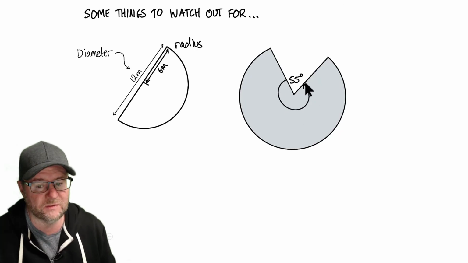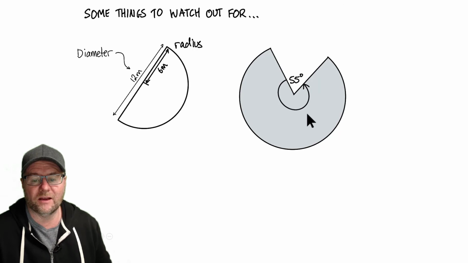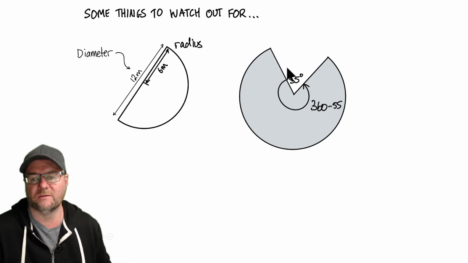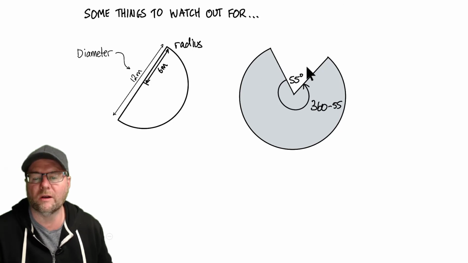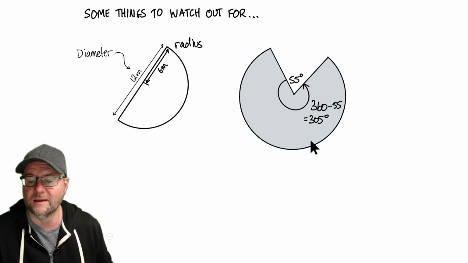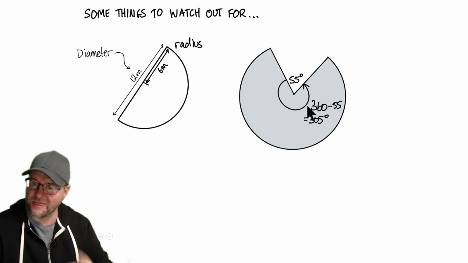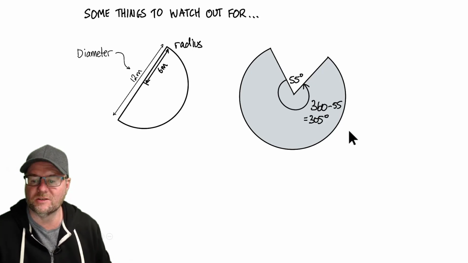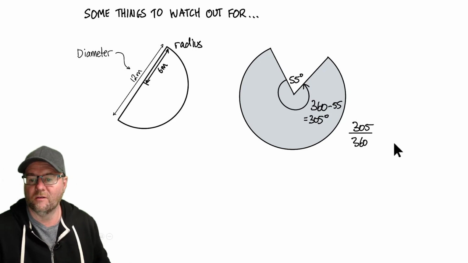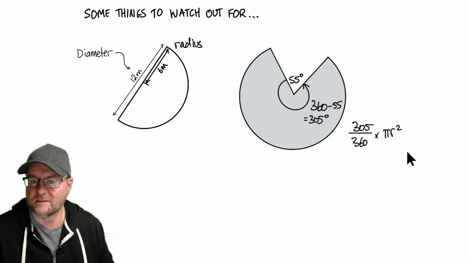So it's not actually 55. To work out that angle, I have to take it away from 360 because this bit is 55. Remember, the whole lot in a circle has to add up to 360. So if I take that bit away, I actually get an angle of 305. And that's the angle I'm going to use in my formula. So my fraction would be 305 over 360 times the area formula.